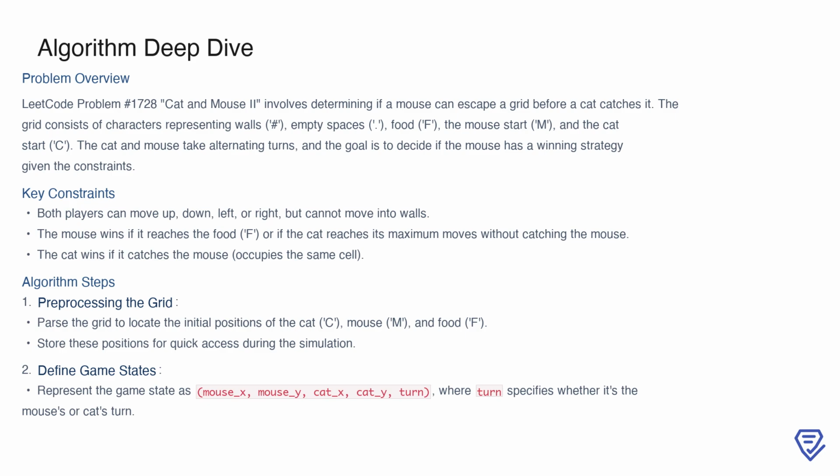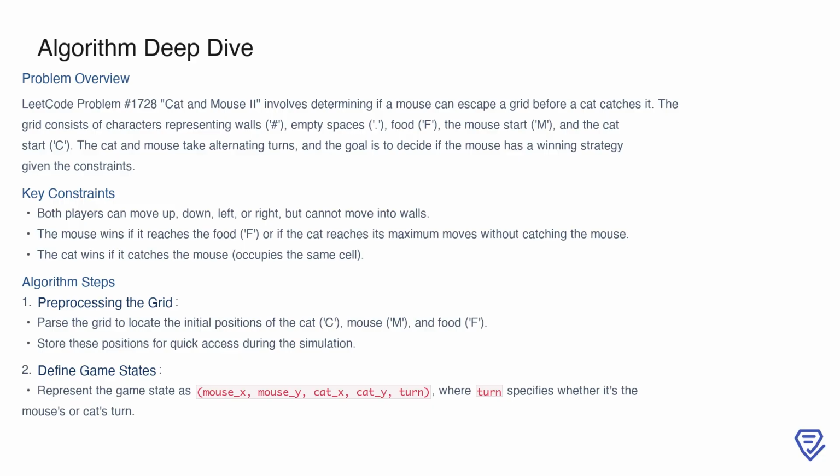The game alternates turns between the two players, and the outcome depends on their movements. For example, the mouse can win either by reaching the food or by avoiding capture for the entire game duration. On the other hand, the cat wins if it manages to occupy the same cell as the mouse.